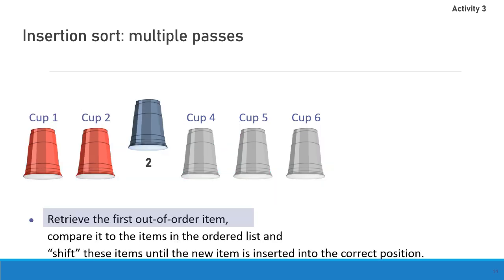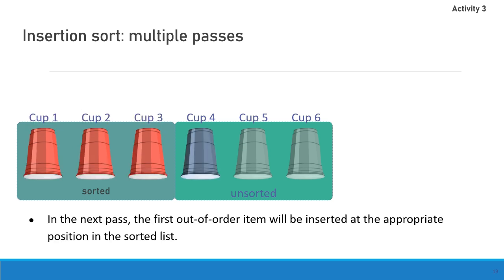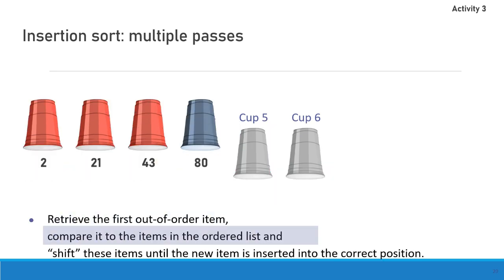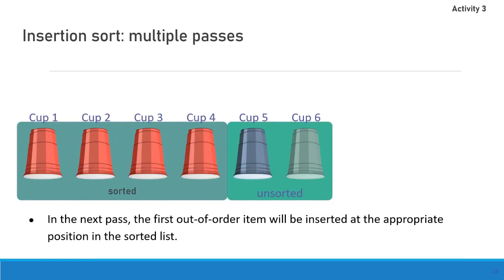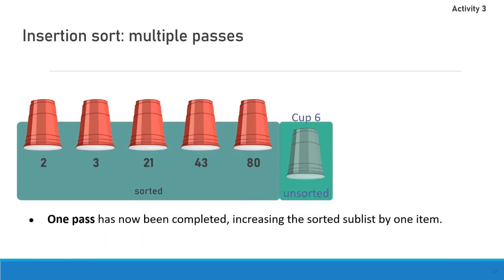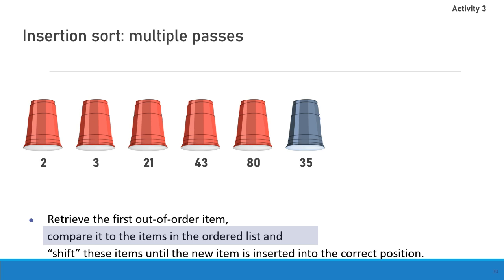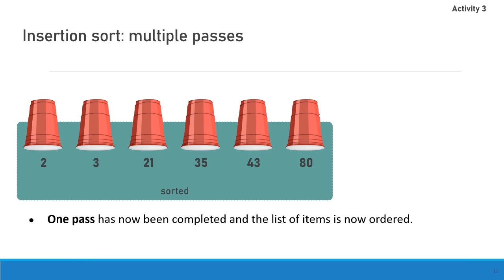Then we take the next number and put that where it belongs, and now we've got three sorted and three unsorted. You notice how as we go through this list, the sorted list becomes larger and the unsorted list becomes smaller, until you're left with just one at the end. You put that number in the correct position, for this one in between 21 and 43, and there you go. After just one pass through this list, from the first number to the last, my list is now in order.